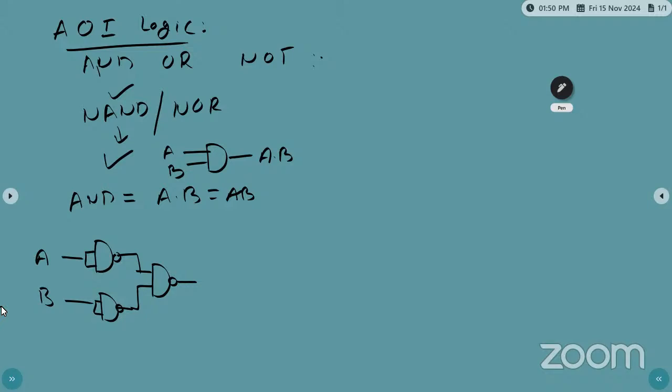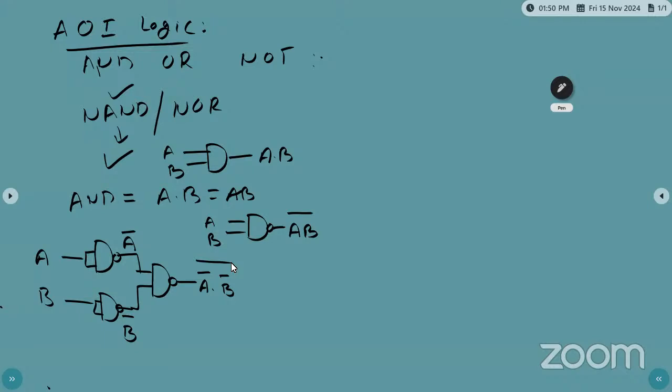Now what is the output of this NAND gate? If the NAND gate input is AB, then what is the output? AB bar. What can we write here? There is only one input. So A bar. Next here B bar. Next here A bar dot B bar, whole bar.